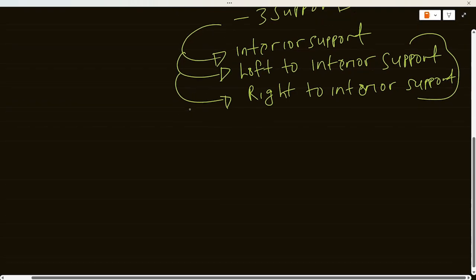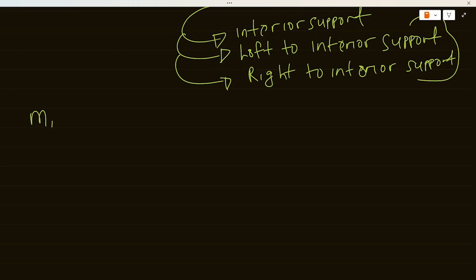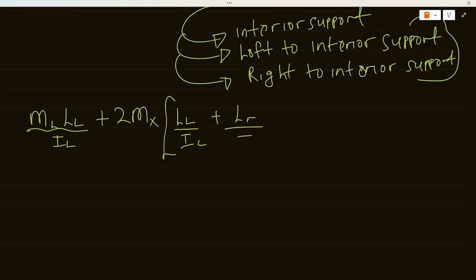So now, here goes the three moments equation. Please let us write. It is M_L L_L over I_L plus 2 M_X, L_L over I_L plus L_R over I_R, plus M_R L_R over I_R is now equal to. Don't worry, you might be thinking it's long, but it's very easy to put in the head. I remember, your mechanics of materials exams are always speed exams.